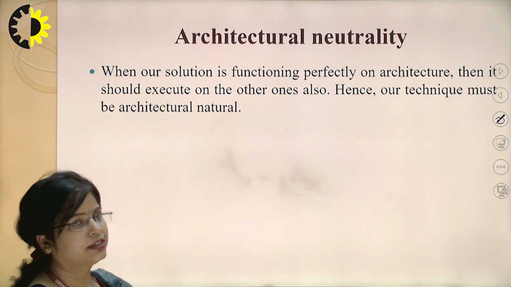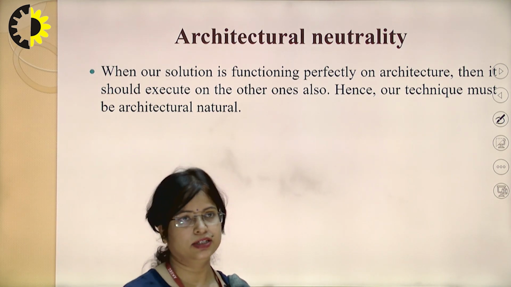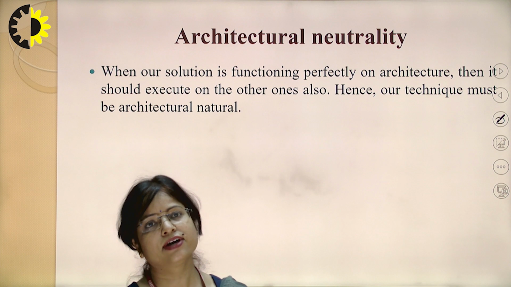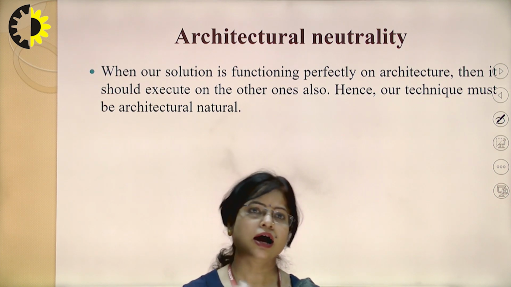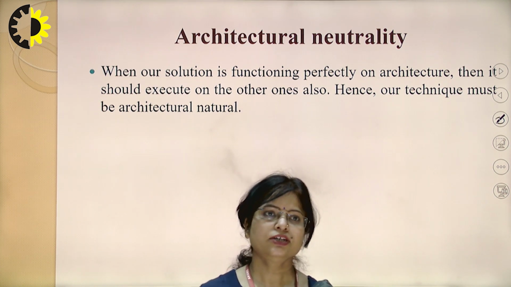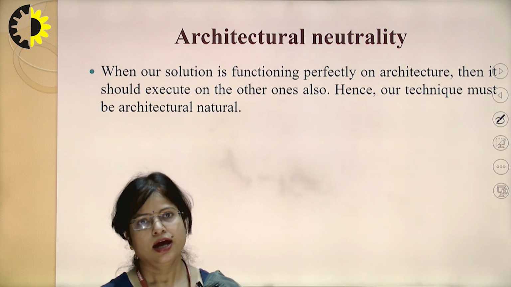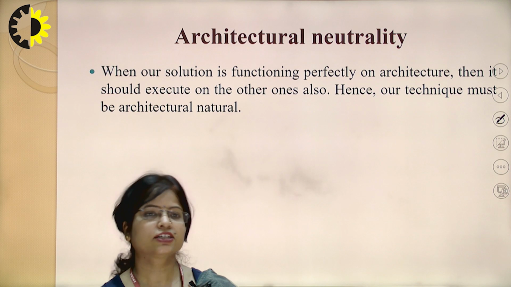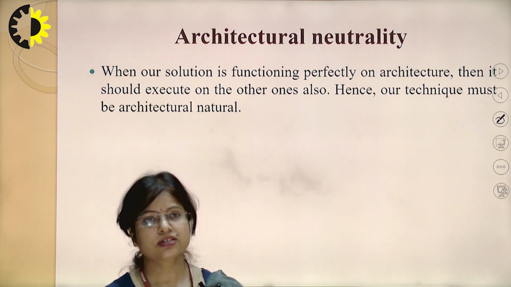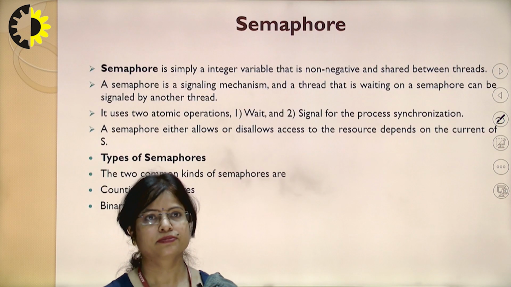Architectural neutrality. Architectural neutrality means when our solution is functioning perfectly on one architecture, then it should execute on other architectures also. Hence, our technique must be architecturally neutral. So this is architectural neutrality.